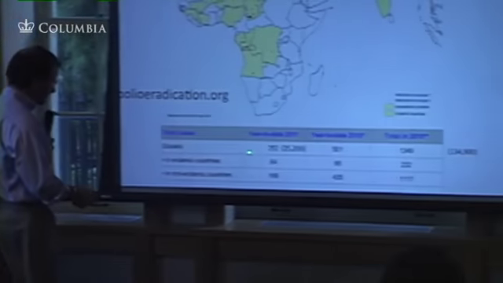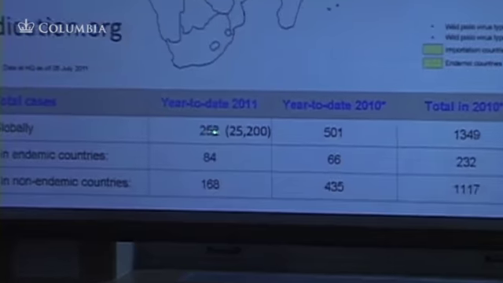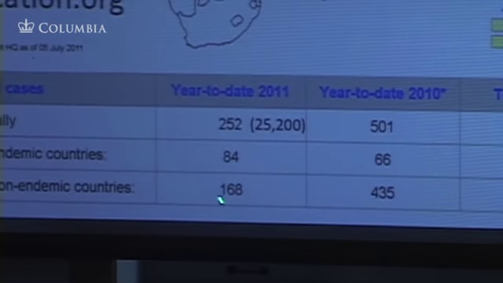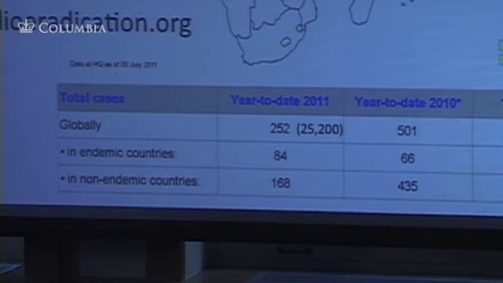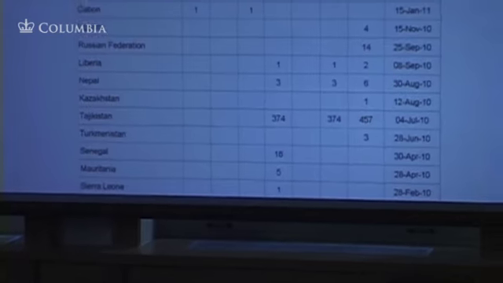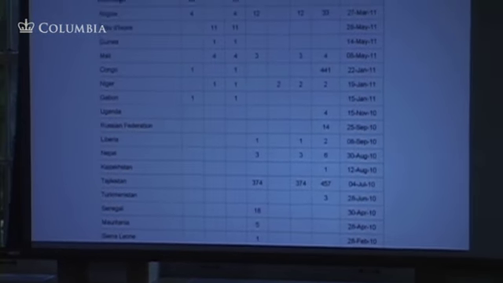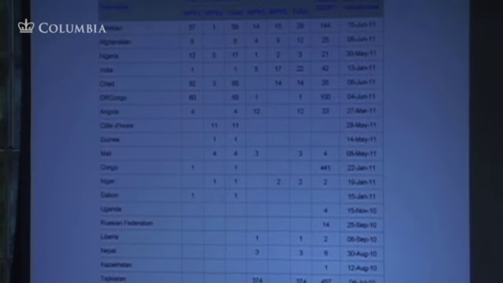This year we have, to date, 252 cases, which is pretty good, 84 in endemic, 168 in non-endemic. So we're doing a little better than the same time last year. So this is good. It looks pretty good. And here are the numbers for all the countries where cases of polio were reported. And I just want to point out a couple of things.